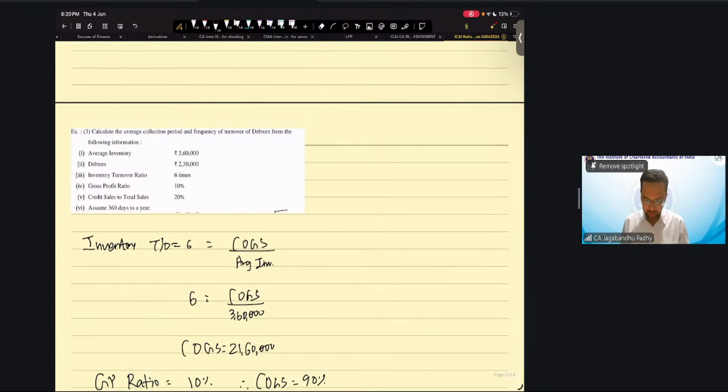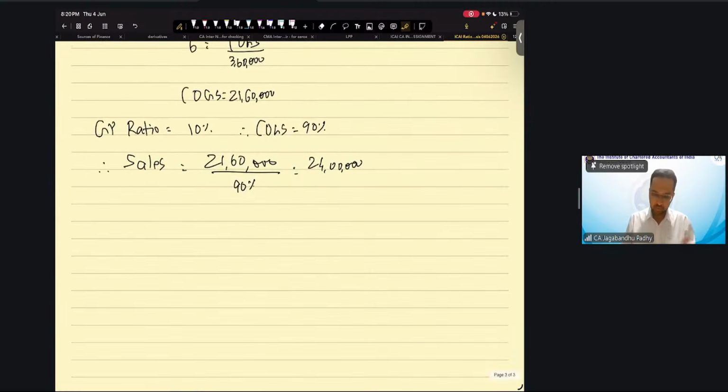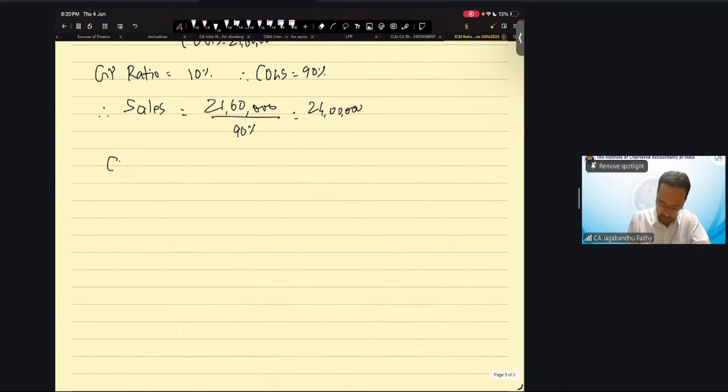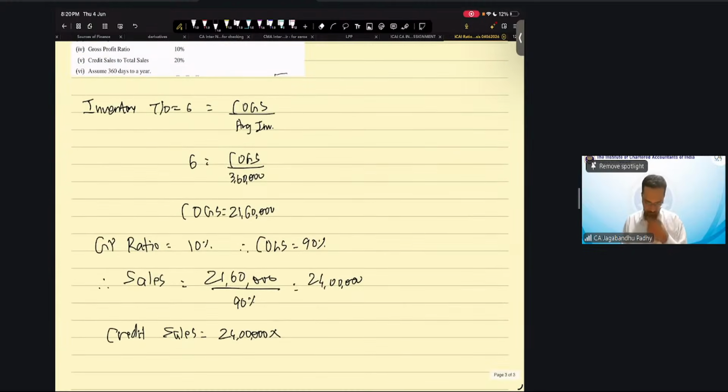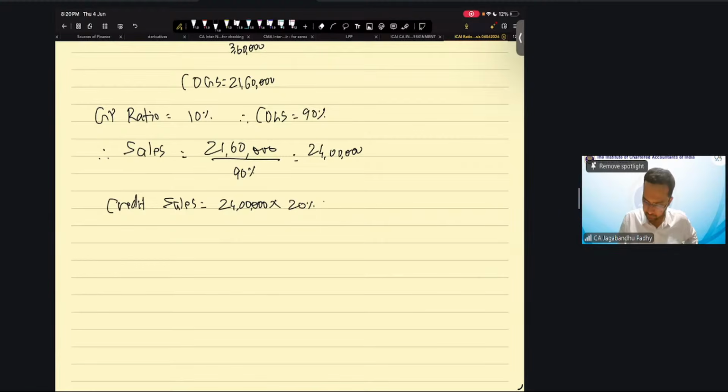Okay. So we want the average collection period and frequency of turnover. But remember, we have to take the credit sales value. The credit sales to total sales is 20%. So I need to first get the value of credit sales. So how much is credit sales, guys? Credit sales is 24 lakh into 20%, which is 4 lakh 80,000. Credit sales is 4 lakh 80,000, guys, right?